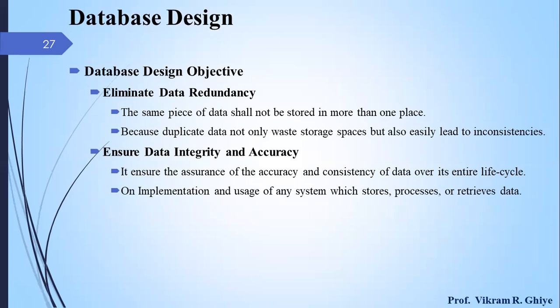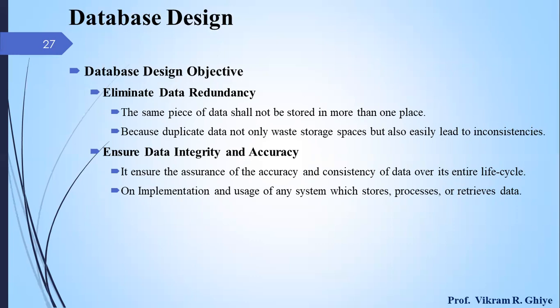So database design objectives. When we talk about database design, certain objectives of this particular system are considered. These objectives are to eliminate data redundancy and ensure data integrity and accuracy. These are the two main objectives of database design. To eliminate data redundancy, normally database design is going to perform. The same piece of data should not be stored in more than one place. Duplicate data should not be there, because duplicate data will waste storage space and also lead to inconsistencies.